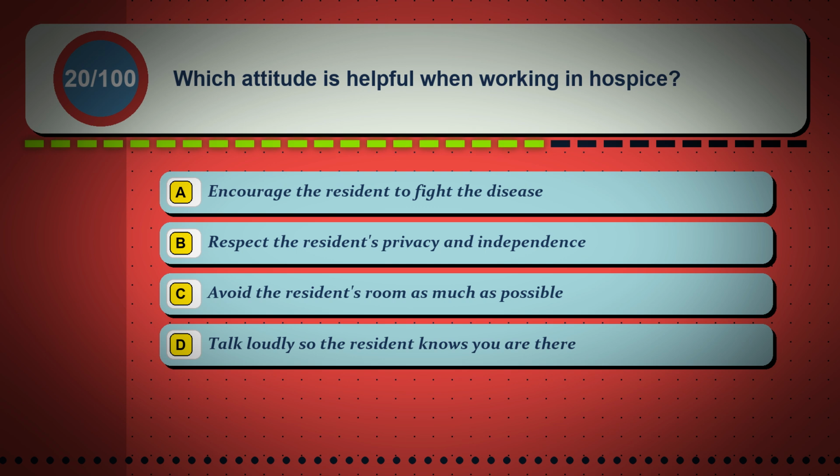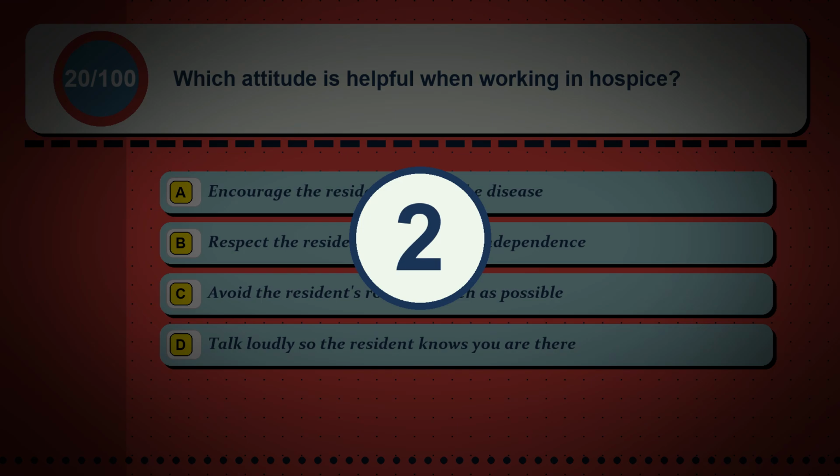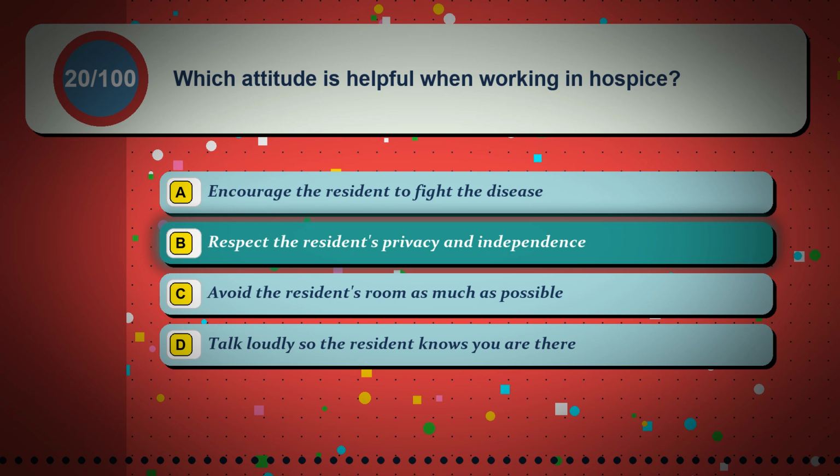Option A, encourage the resident to fight the disease. Option B, respect the resident's privacy and independence. Option C, avoid the resident's room as much as possible. Option D, talk loudly so the resident knows you are there. The correct answer is option B, respect the resident's privacy and independence.